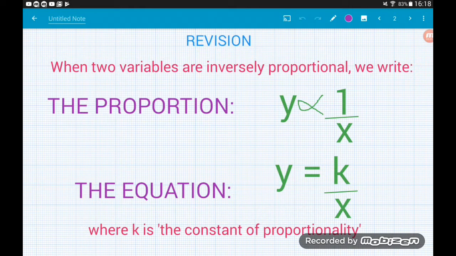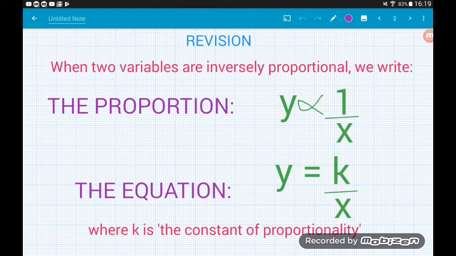So when two things are inversely proportional, it's the complete opposite of direct proportion. When two things are in direct proportion, if one increases in value, so does the other. If one decreases in value, so does the other too. When two things are inversely proportional, our two variables alter in different ways. So let's say we've got y and x being inversely proportional to each other, then as y increases, x decreases, and vice versa. If x increases, y decreases.